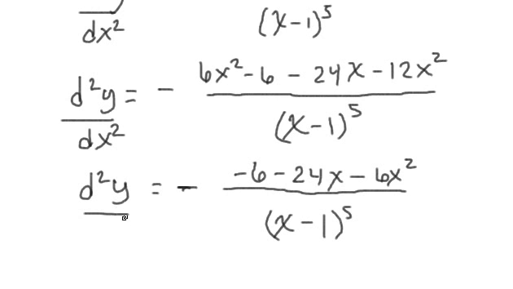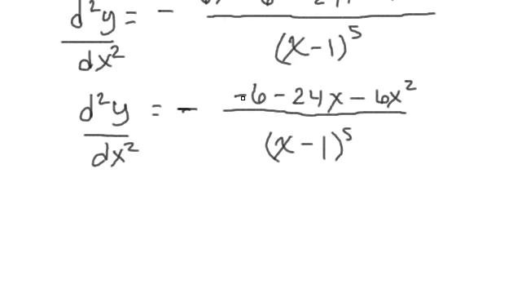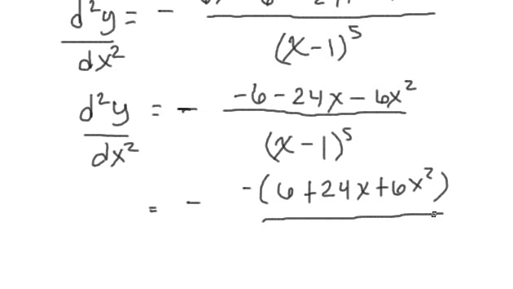Yeah, I think this is going to be the last step of this problem. Take it to the house. I'm going to factor a negative out right here. Let's do that. Factoring out a negative, we have a 6 plus 24x plus 6x squared over x minus 1 all raised to the 5th.